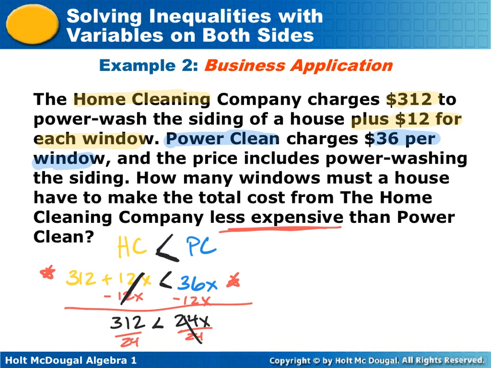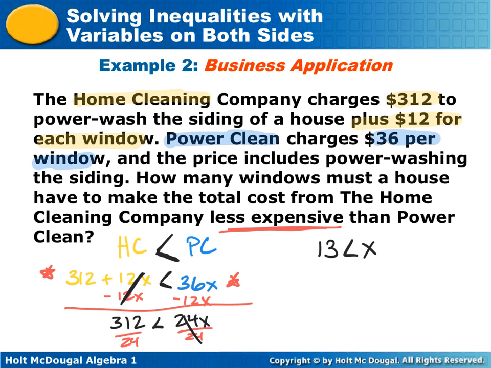So, somebody help me out. What is 312 divided by 24? 13. So the answer you get is 13 is less than x. Now, that is an answer, right?